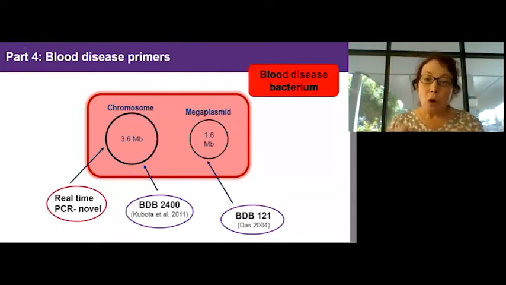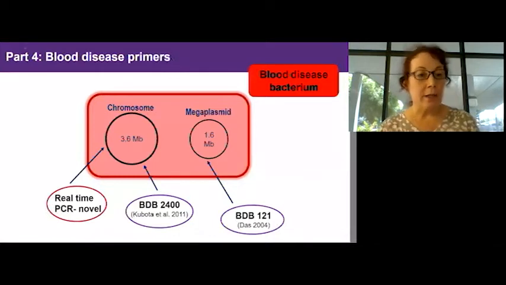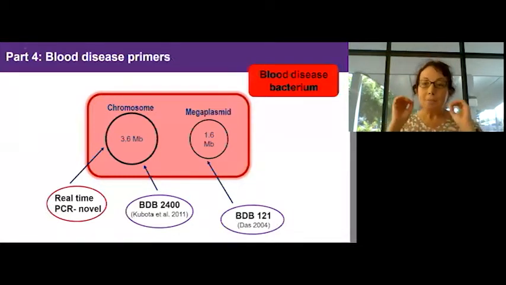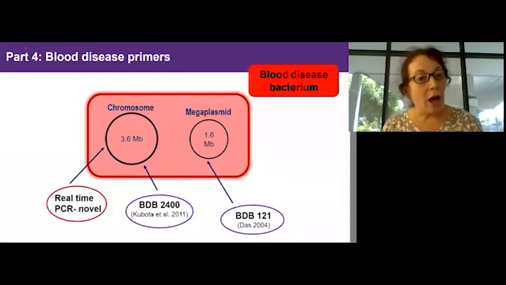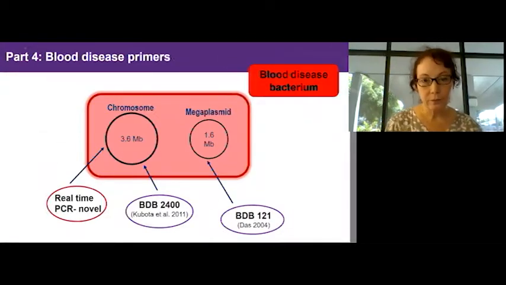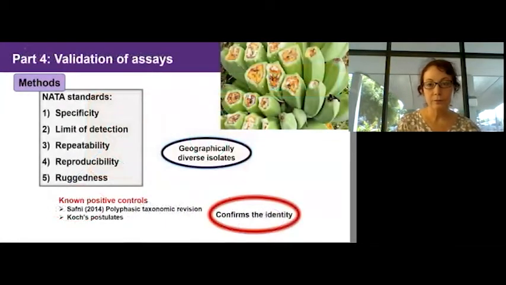Vivian has also designed real-time primers and a prime-time probe, and these act as a high throughput option. The primers and probe target part of the chromosome.